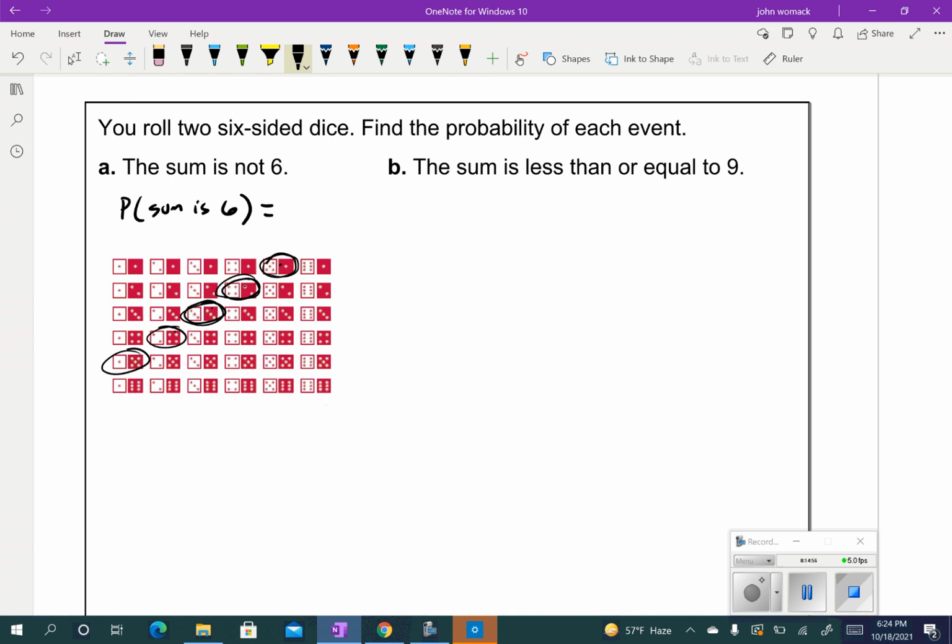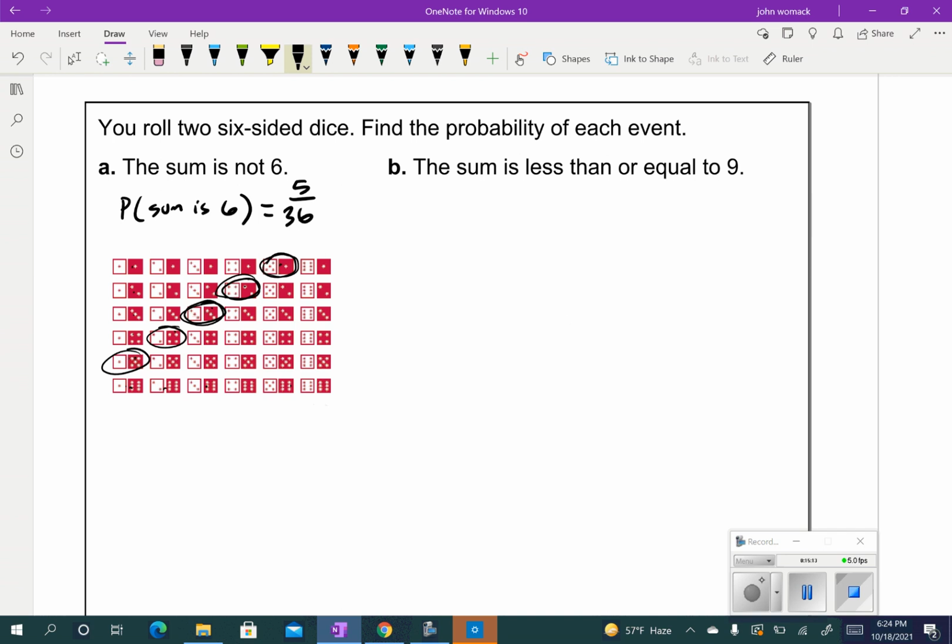So how many are there? 1, 2, 3, 4, 5. So the probability that the sum is 6 is 5 out of, and how many possible outcomes? This is 1, 2, 3, 4, 5, 6, 1, 2, 3, 4, 5, 6. So out of 36. So the probability of the sum of 6 is 5 out of 36.